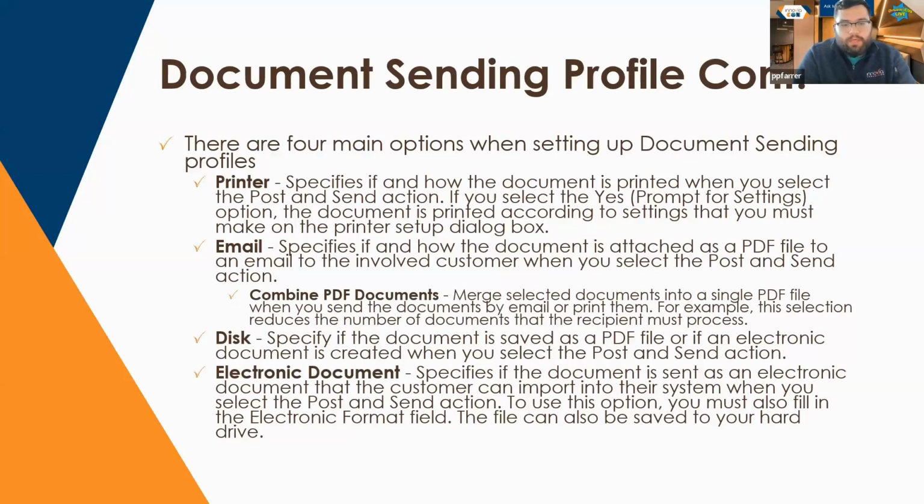The next one is going to be the disk option. This is if you want to automatically have your PDF files saved as an electronic file. The next one is the electronic document. This one is if you have a specific service or format that your company uses to import and export documents. This is the option you would go with, and then you could upload the specific electronic format that you need for the added ISV to work.